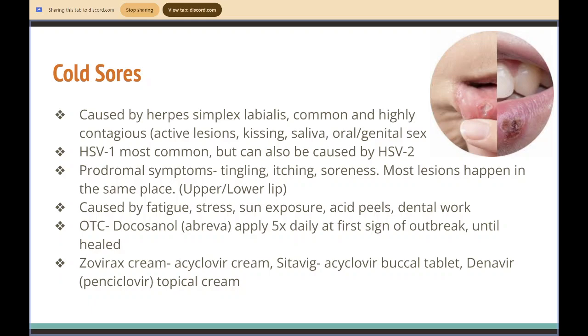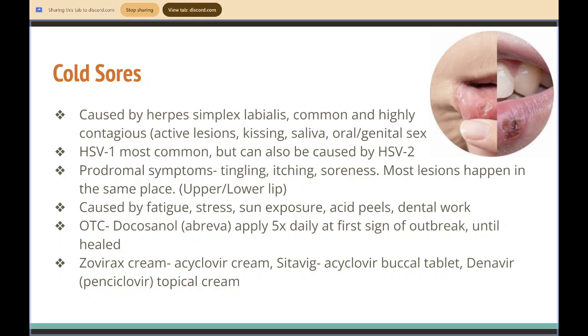Now let's talk about cold sores. On the right, you'll see 2 different variations. The left is developing, and on the right, it's going towards the end of its clinical progress with the darker discoloration. The causative agent is herpes simplex labialis. It is common and highly contagious. You can acquire it from active lesions, kissing, saliva, oral, and genital intercourse.